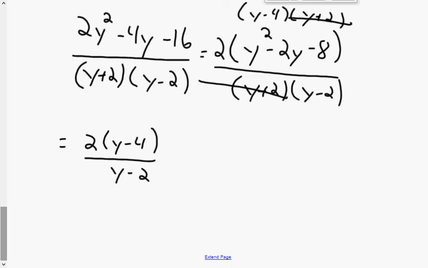Okay, let's do one more, just so we get this idea of a common denominator down, okay? And then I'll stop talking. We're probably just going to get this done.